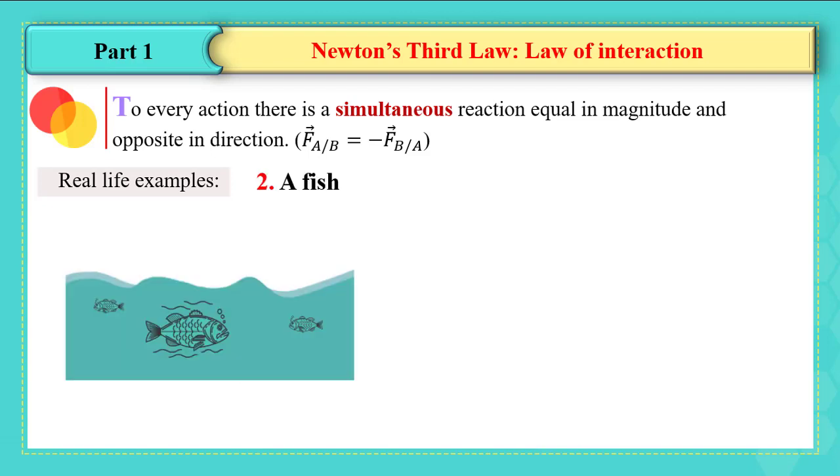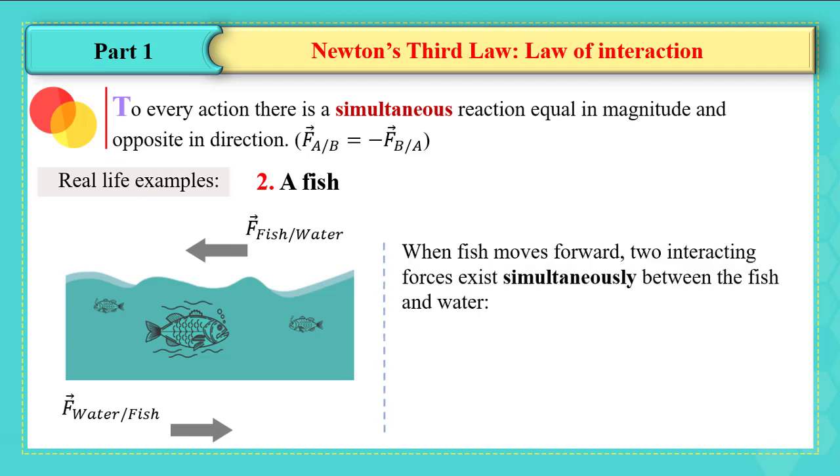Another example, a fish. Consider a fish that moves forward in water. Two interacting forces exist simultaneously between the fish and the water, and we say that F of the fish on water equals minus F of water on fish. As we said before, forces always exist in pairs.